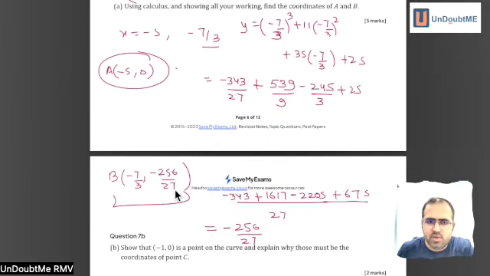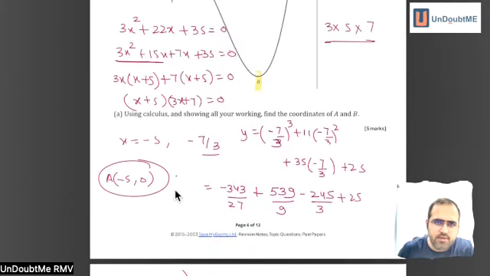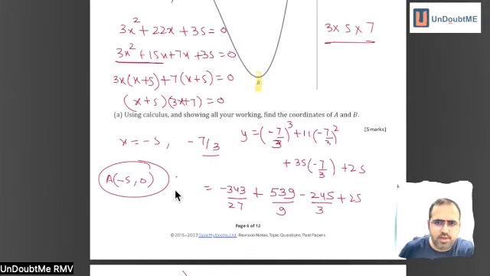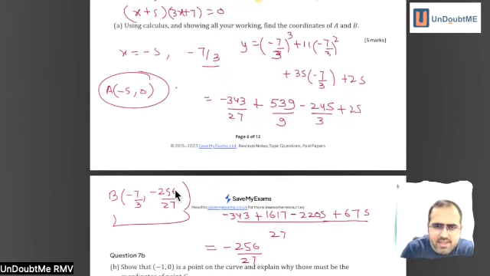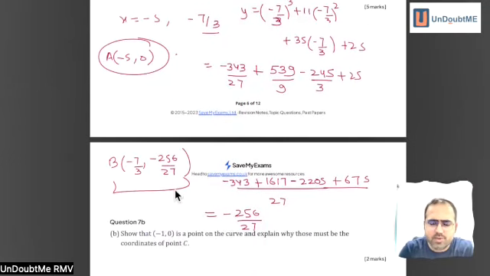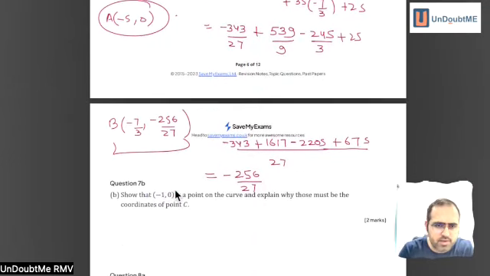Other than the calculation, I'm hopeful that everyone is clear with the method we are using. If there is anything here and there in the calculation, you can check one more time later.